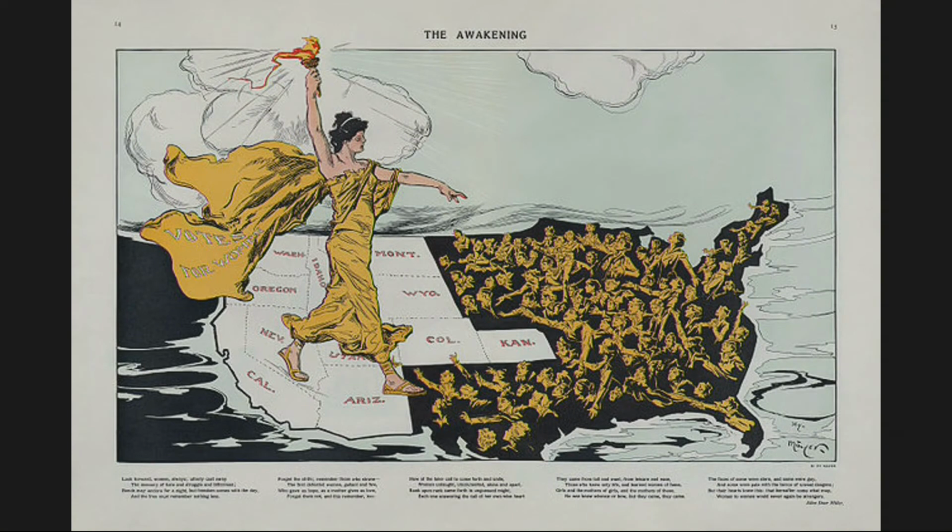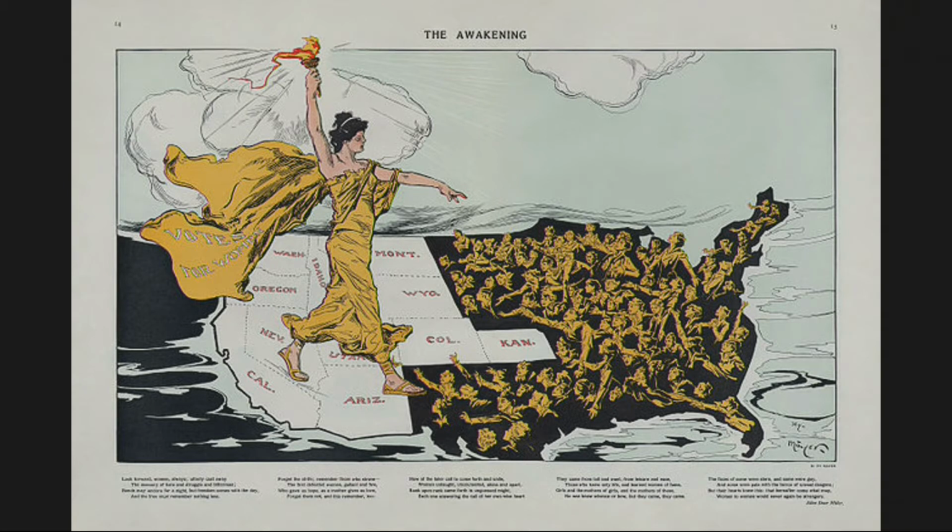This is kind of an interesting political cartoon because it shows the continental United States, and it appears that a woman holding a torch is walking through the eastern states, walking through the western states toward the eastern states, right?